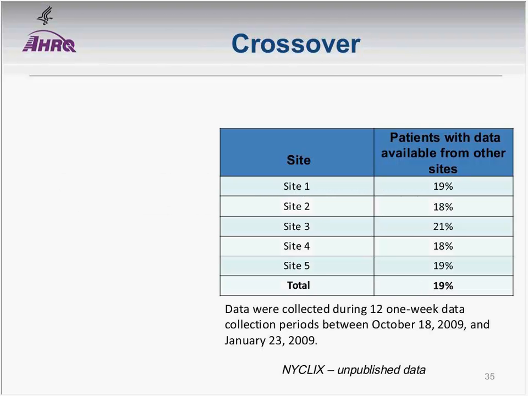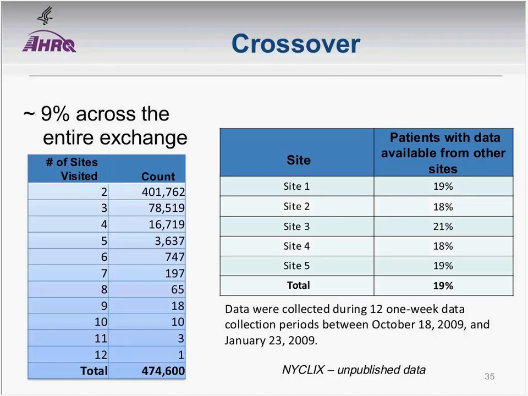And then just to show some examples of this crossover, these are preliminary data that we had from the NICLIX system looking across just 5 sites that had EDs. This was looking at all comers, patients who came into the ED, and how many of them had data available at one of the other 4 sites. And it was about 19% of ED visits.